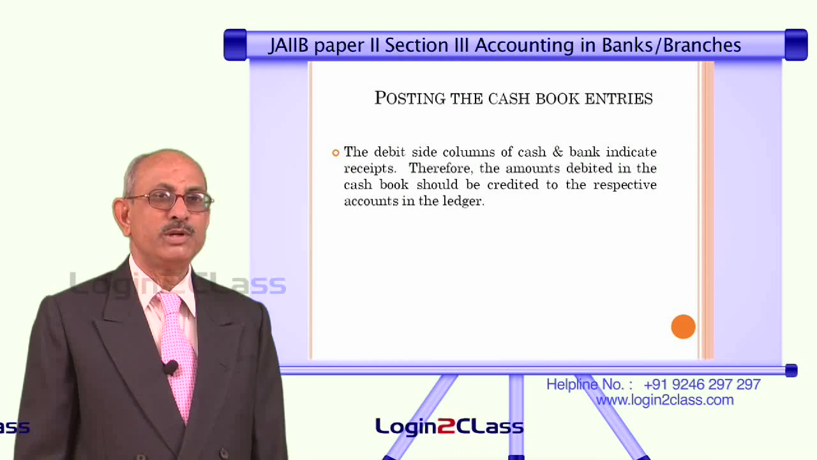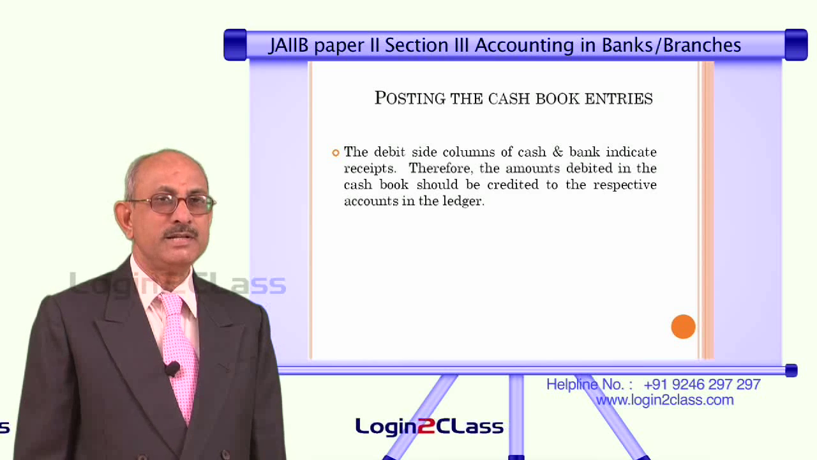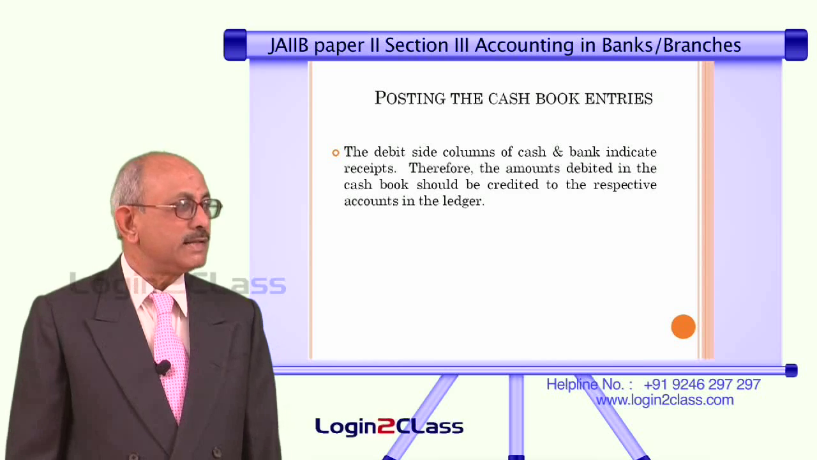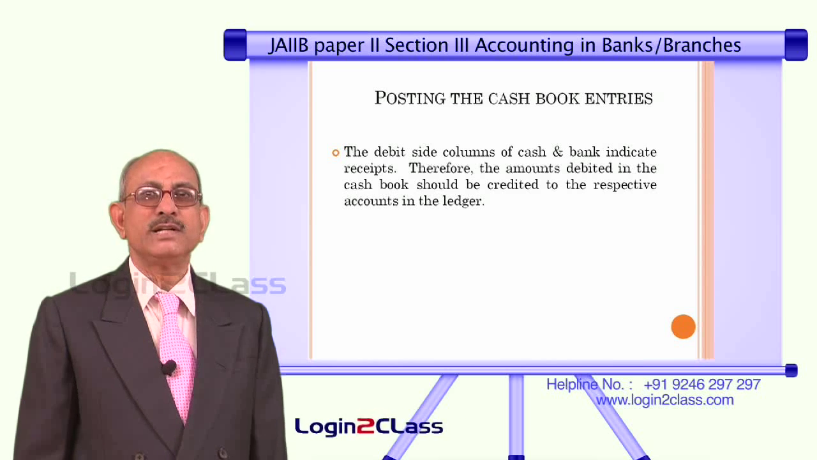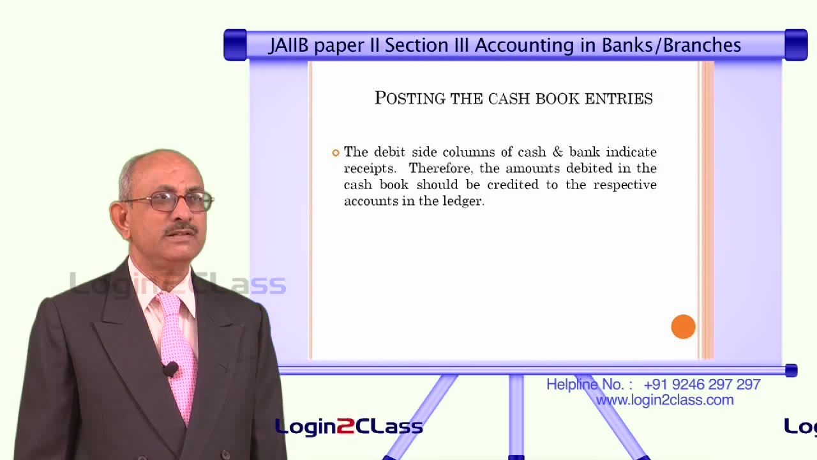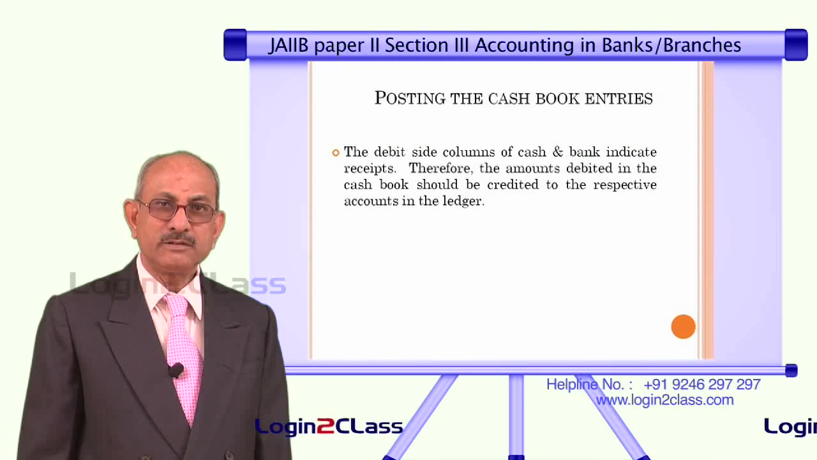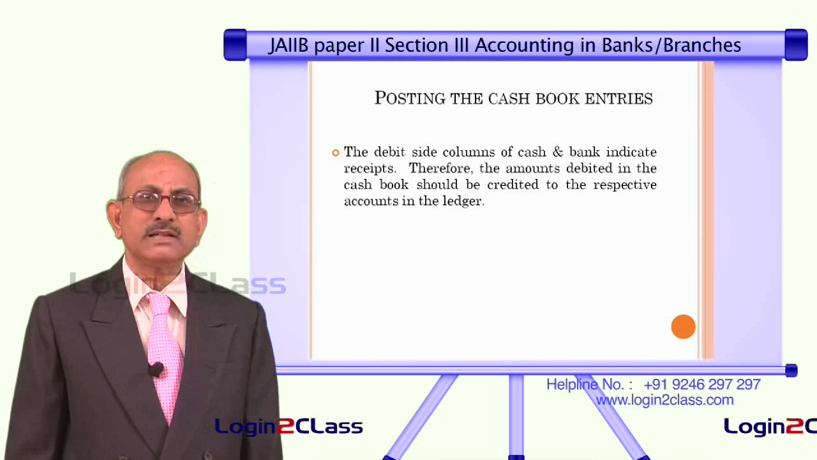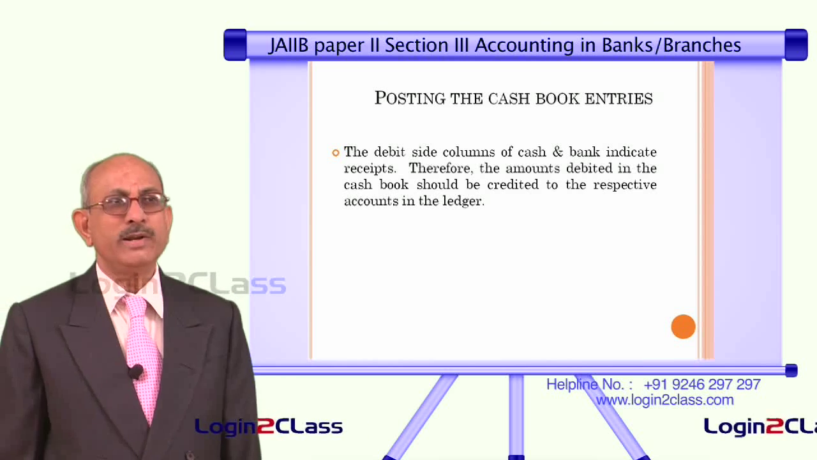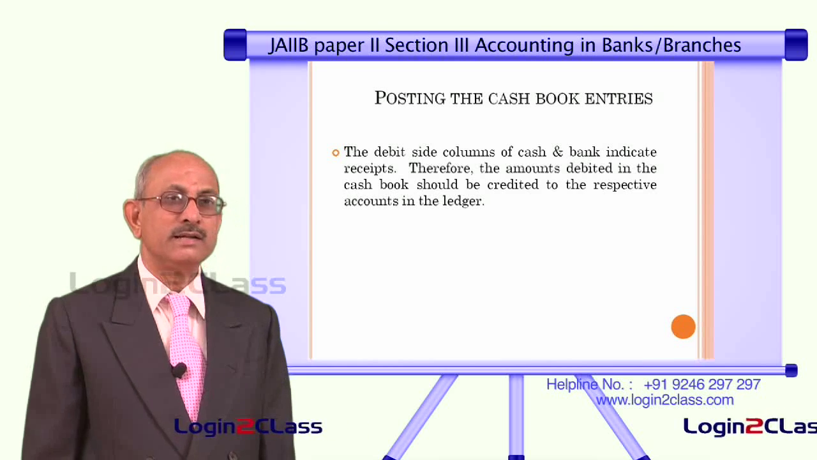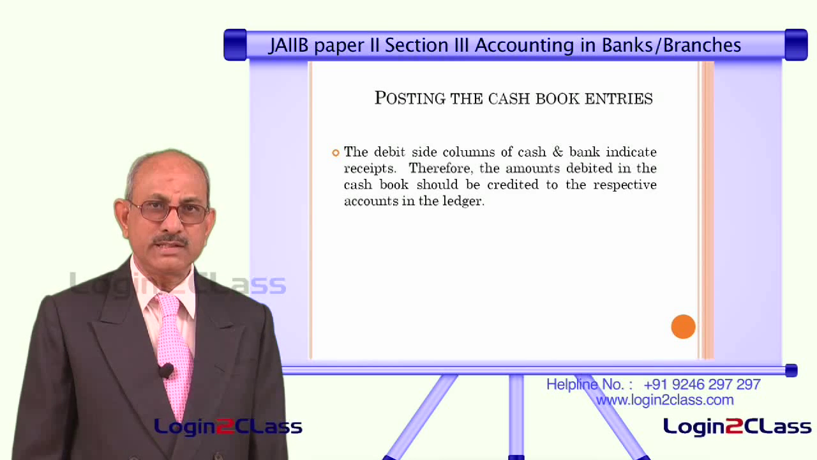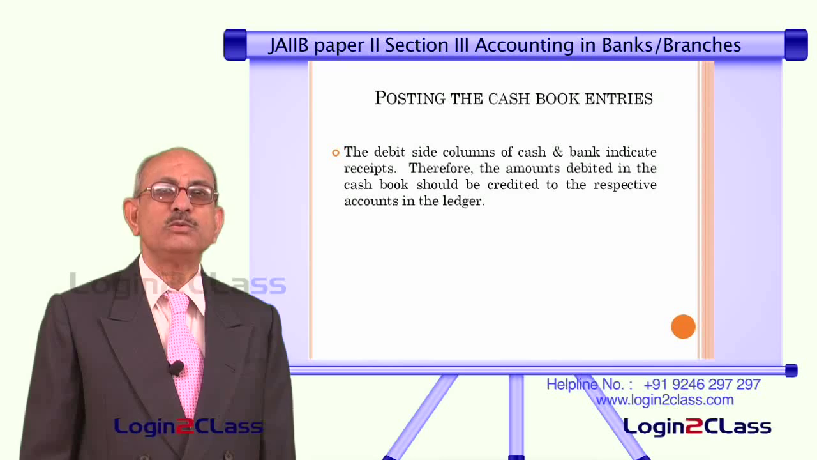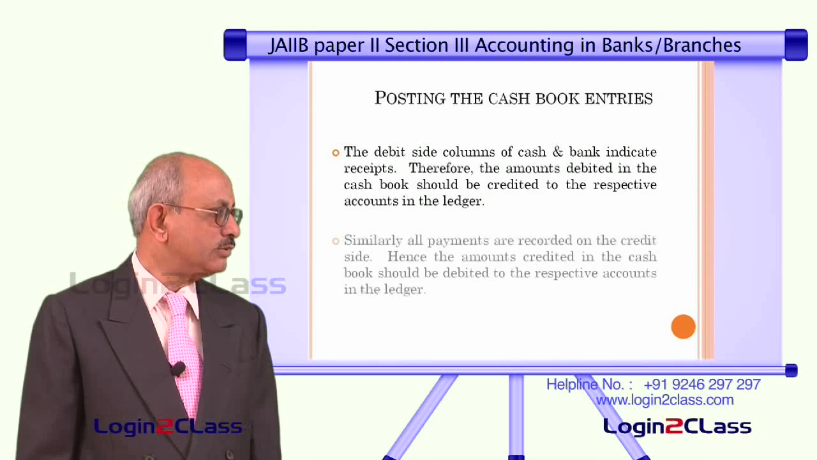So when we are putting it on the debit side, we are debiting the cash account. That means the other leg of the transaction should relate to the credit side. For example, if you have received cash from X, you have debited the cash account, so X's account needs to be credited. So when we take the entry to the other account in the ledger, other than the cash account, that respective account should be credited. This you have to remember.